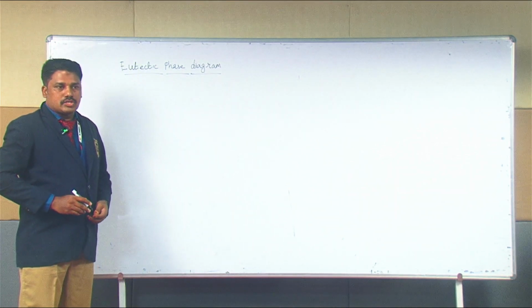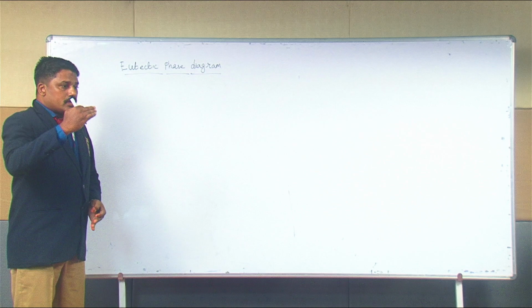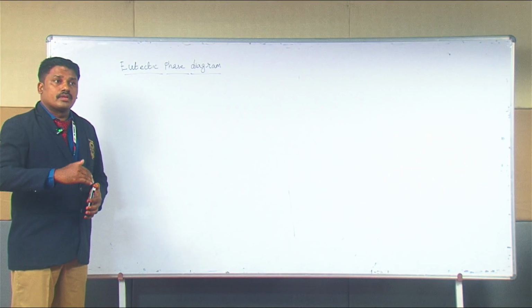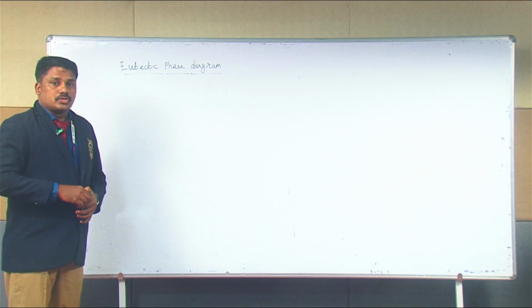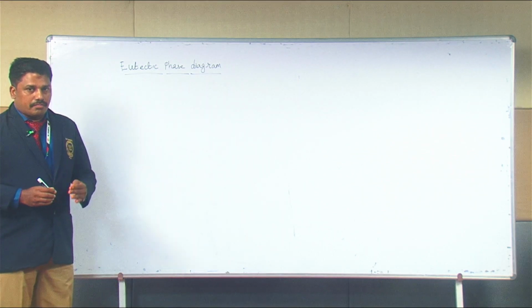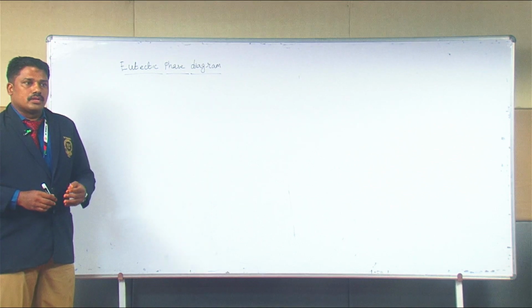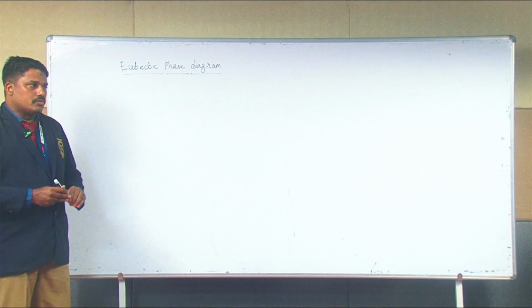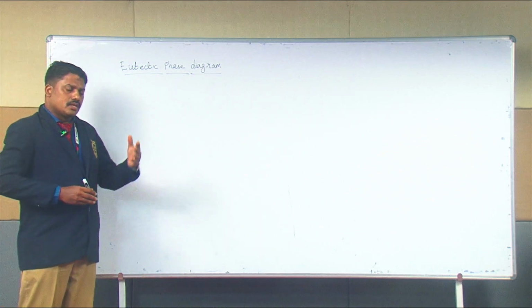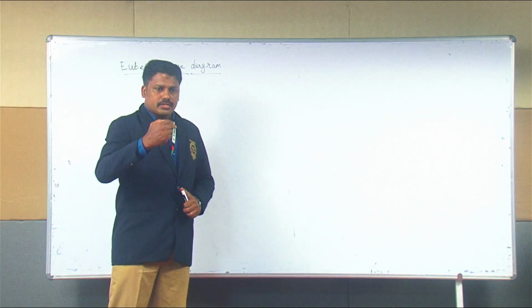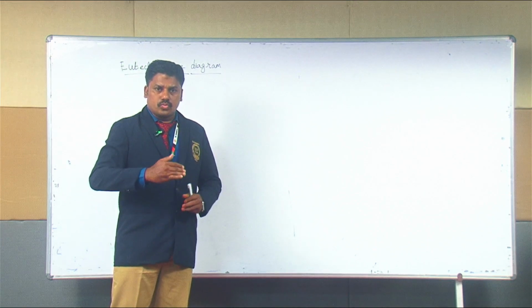In the previous isomorphous phase diagram, the melting point temperature is vastly different. For copper, the melting point temperature is 1085 degrees Celsius and nickel is 1483 degrees Celsius. So therefore, the difference between the melting point temperatures is vast.